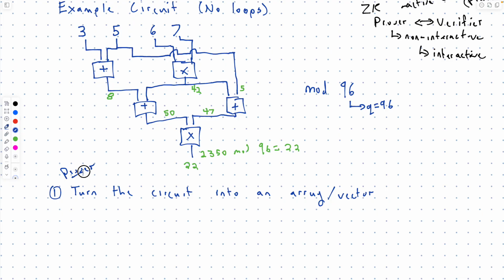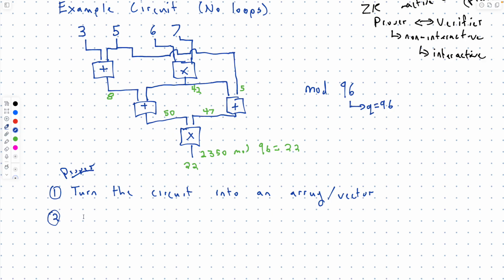SNARKs are not succinct for the prover. The verifier is going to get something short, and they don't have to look at the whole circuit, they just have to look at the one proof. But the prover has to look at the circuit and do a lot of work, arguably more work than if they weren't trying to make it succinct. So brace yourself for that, but they're doing that work so that the verifier doesn't have to do hardly any work.